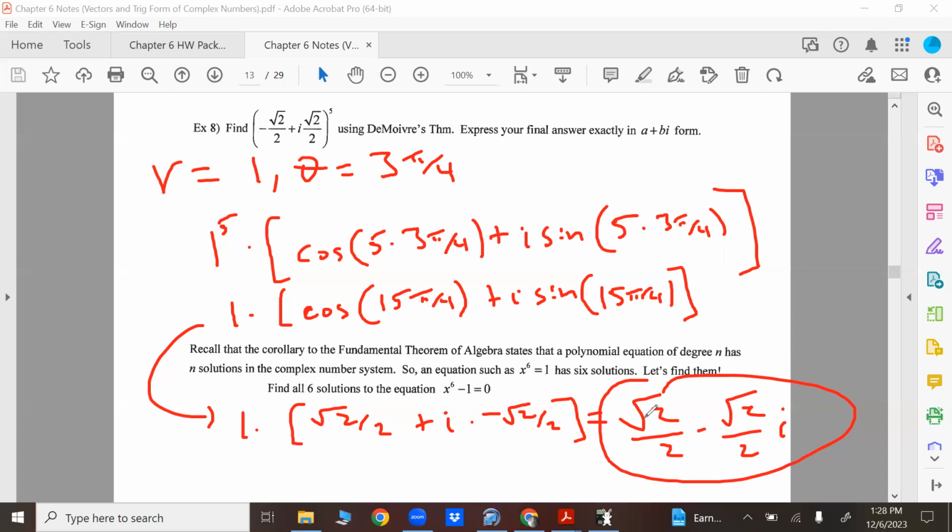What makes them use De Moivre's theorem? You're in Q4. X is positive, Y is negative. That's Q4.